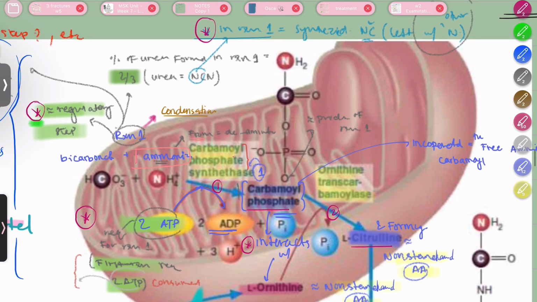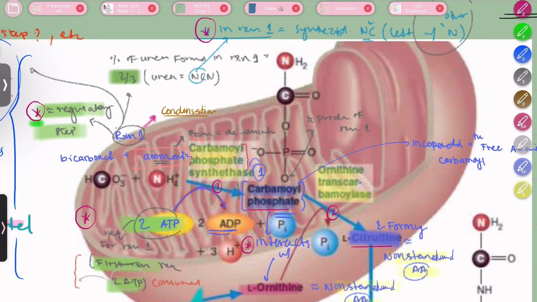Now, for reaction number two, we start off from carbamoyl phosphate, which will be converted into citrulline, and we know that citrulline is a non-standard amino acid. It's not among the 20 amino acids that we have studied. This occurs via the enzyme ornithine transcarbamylase. Plus, throughout this reaction, something very important happens: the ornithine gets incorporated into this reaction, which is another non-standard amino acid.